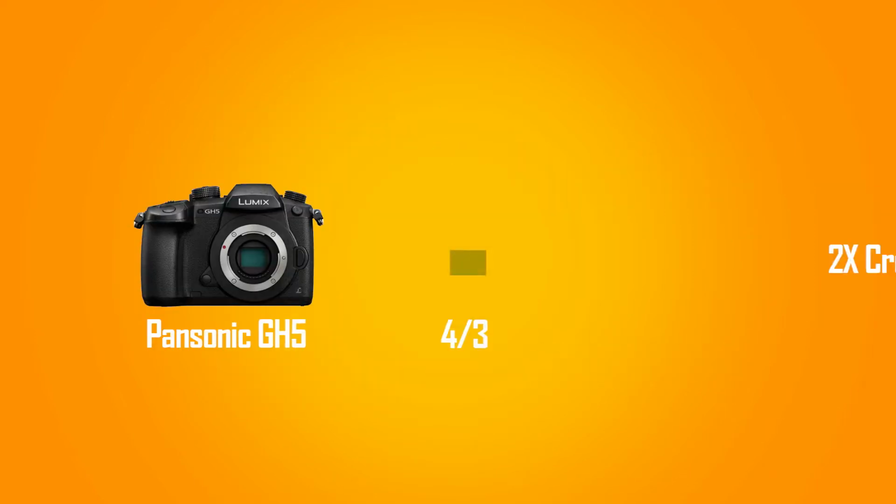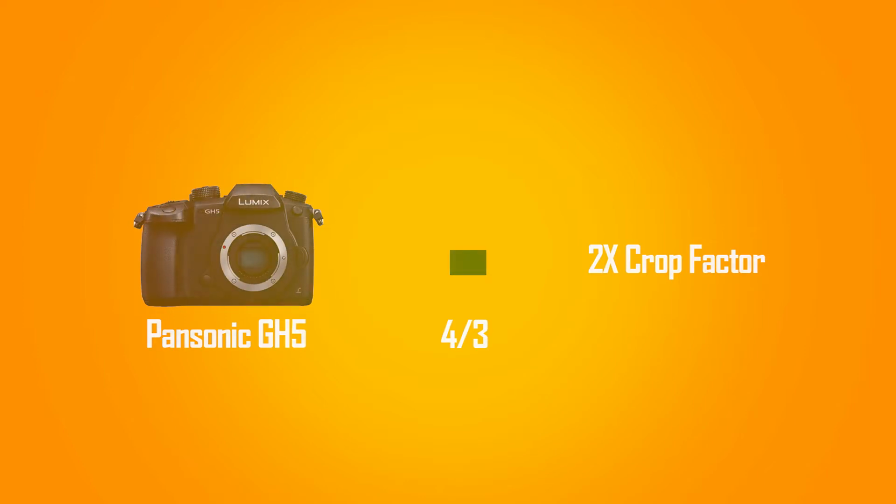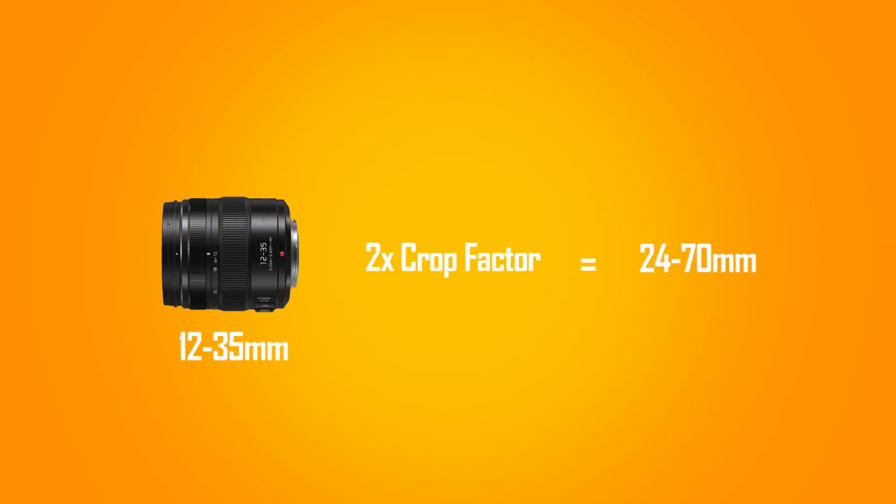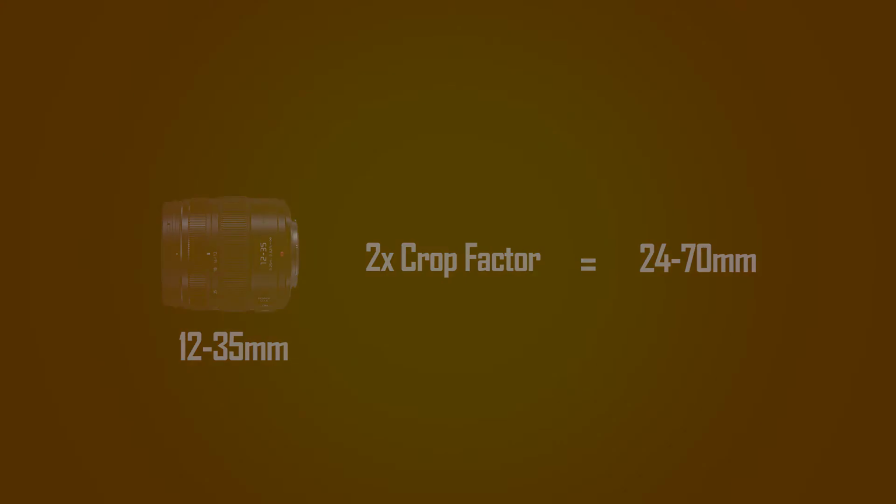Some mirrorless cameras with a Micro Four Thirds sensor have a 2 times crop factor, so you just double the millimeter to get your 35mm equivalent. For example, if you're shooting on a 12 to 35, you're going to multiply that by 2, which gives you a 24 to 70.